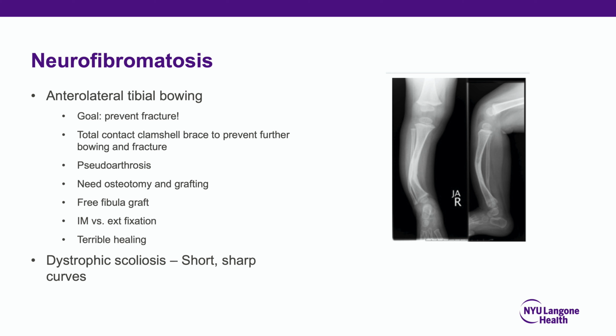They do get a pseudoarthrosis, they do not heal properly, and often these kids need an osteotomy and grafting if they have a progressive deformity. Free fibula graft is quite common with these, and intramedullary versus external fixation can be performed. They are terrible healers, and so you want to prevent the fracture to begin with. They also, of note, have a dystrophic scoliosis, resulting in short, sharp curves.